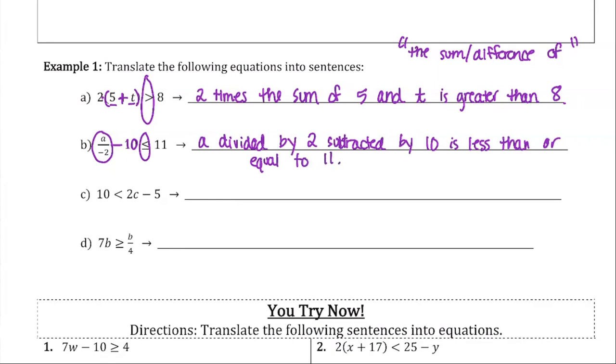So what I want you guys to do, if you feel like you're getting the hang of this, pause your video now, and I want you to try the next two problems that pop up here. So try part C and part D.